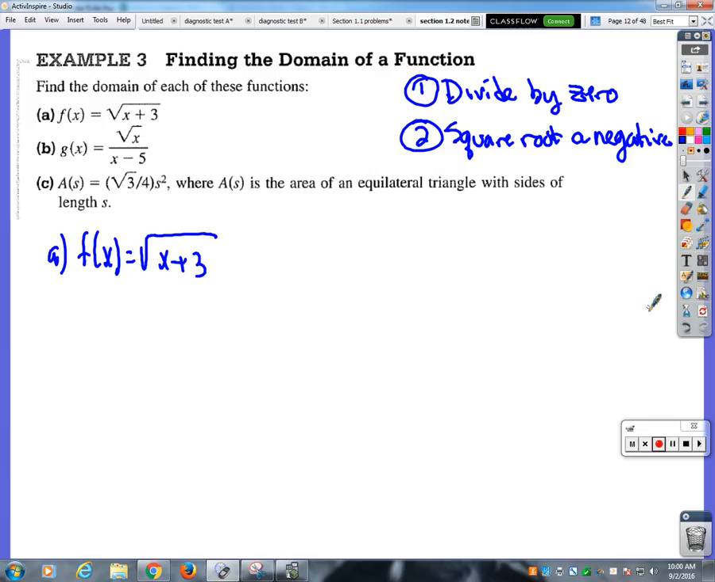Okay, so -3 works. But as soon as I get below -3, the expression underneath the square root is going to be a negative number, and I can't do that. So the domain of this function, there's a few different ways that I can write it. I can say that x has to be greater than or equal to -3.